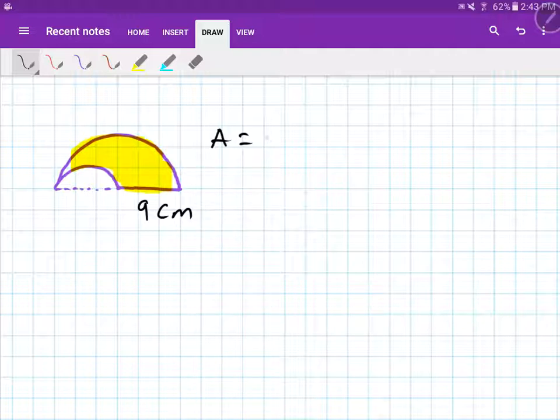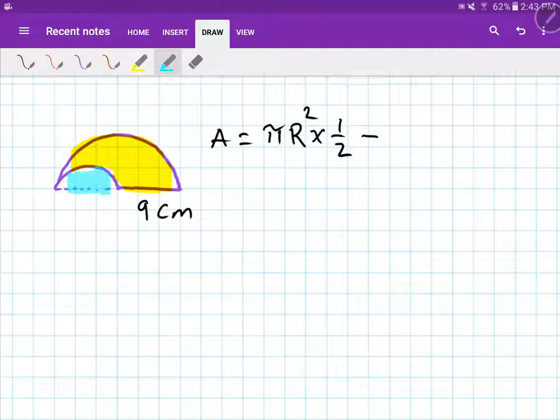So the area of the larger circle, I use a big capital R, it's easier. Pi R squared, and because it's only half of it, you just times by a half. Then you minus the smaller circle. The smaller circle is here. This means minus pi small r squared gives me a whole circle, but you only want a half, so you times by a half. That's all.